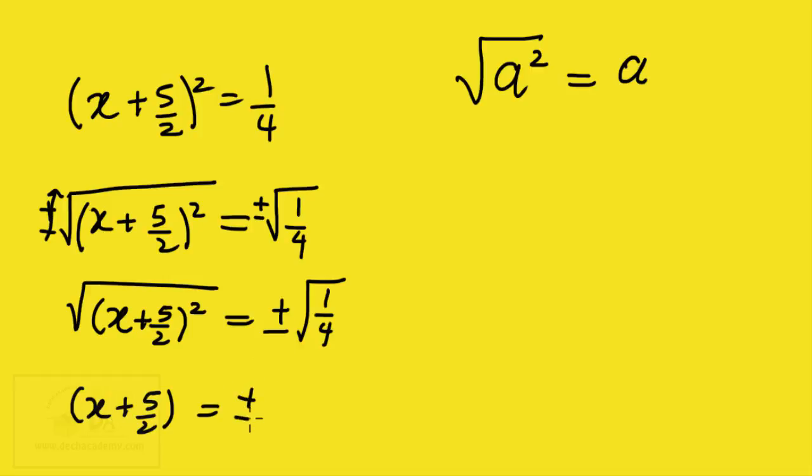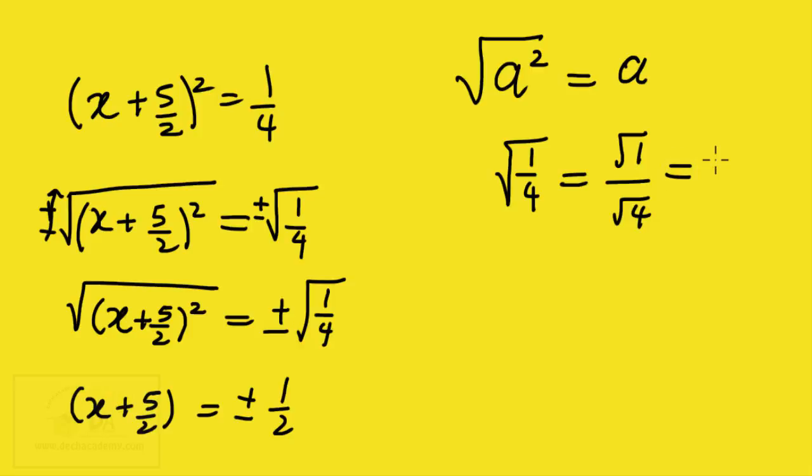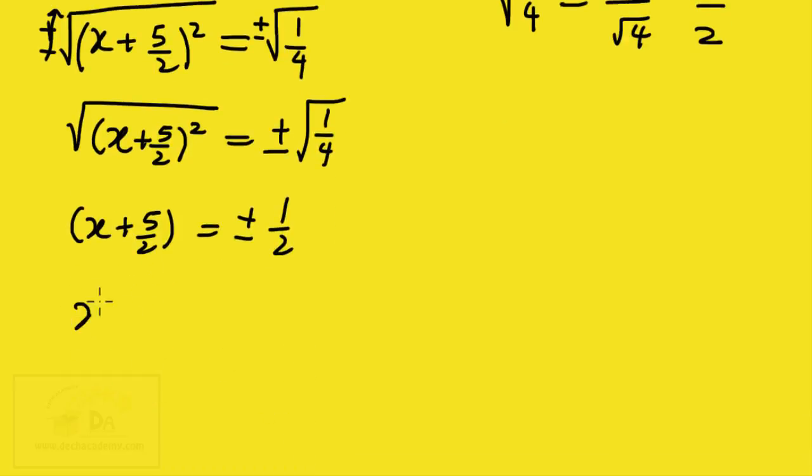Plus or minus square root of 1 over 4 is 1 over 2. So let me just do that here. Square root of 1 over 4 is the same thing as the square root of 1 divided by the square root of 4, which is, square root of 1 is 1 and the square root of 4 is 2. So we have 1 over 2. So we're now almost at the end.